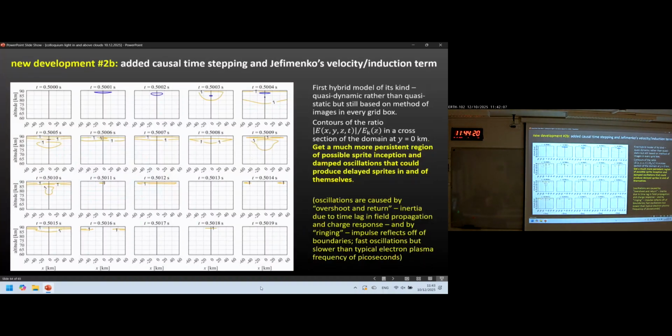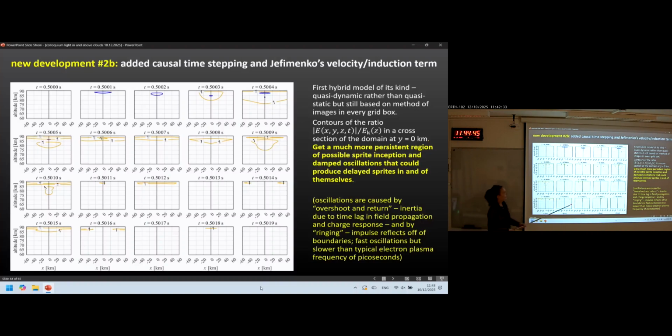And then just one more new development. This is the last of the new things. All of this was still, because I was using the image charges, electrostatic into what's called quasi-static, okay? Because the charges do move. There's a continuity equation, the charges move in response to the field. But it's still called quasi-static, and I thought, can I move it to dynamic? Can I make it fully dynamic?